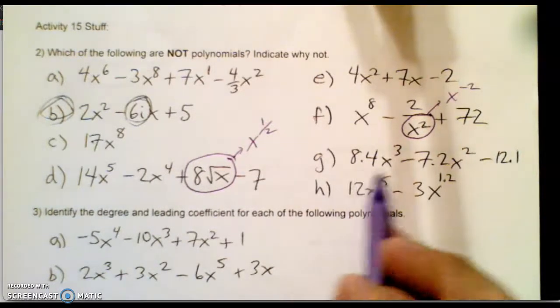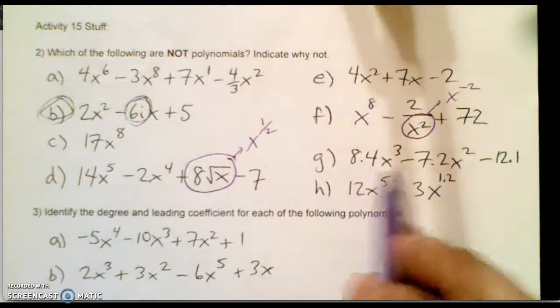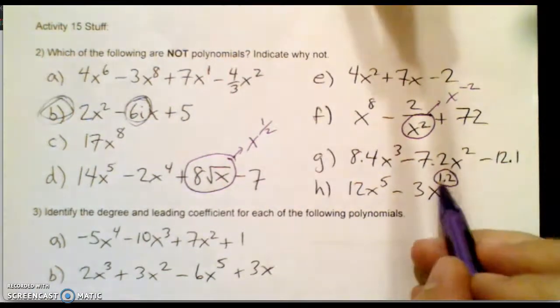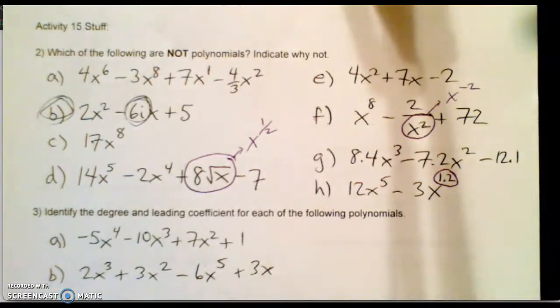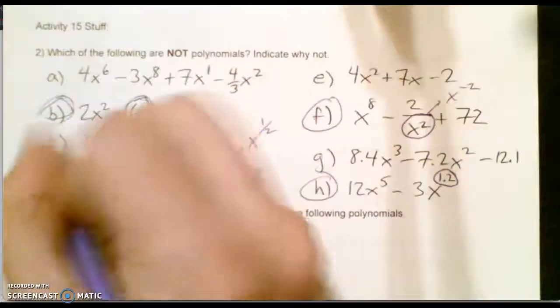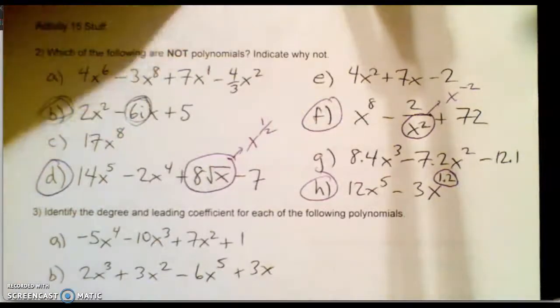Let's see, this one's cool. Even though they're decimals, they're fine. What's not okay is this, because you're not allowed to have decimals in the exponents. They have to be positive whole numbers. So we had 4 of them fail that are not polynomials.